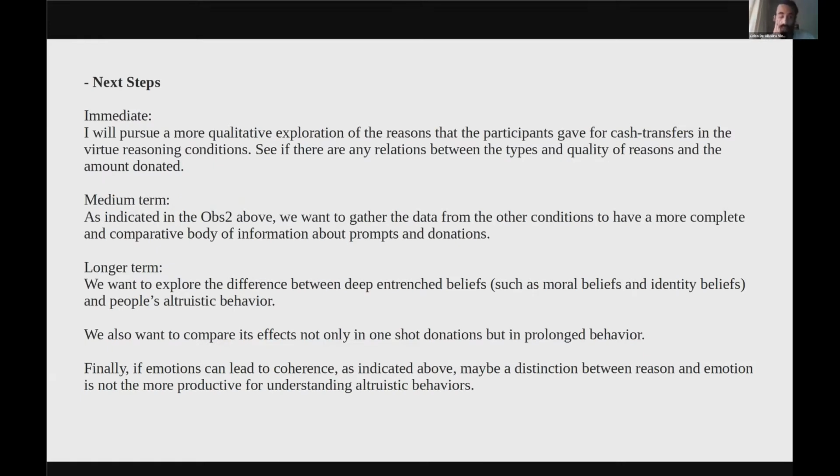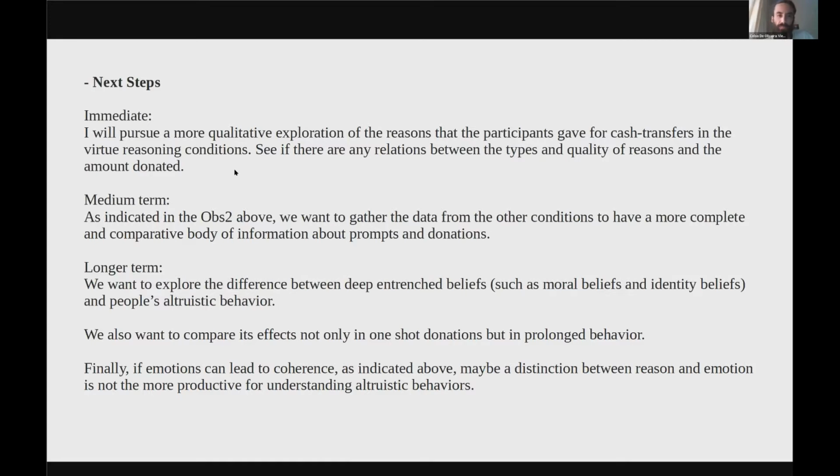As for the next steps, the immediate step is to pursue a more qualitative analysis of the reasons that the participants gave from this perspective of a reasonable agent. I'm already looking at Jer's work, because I think it will give me a good framework to categorize these reasons that they give. In the medium term, of course, we want to gather the data from all the other conditions to compare and to see how much donation they lead to.